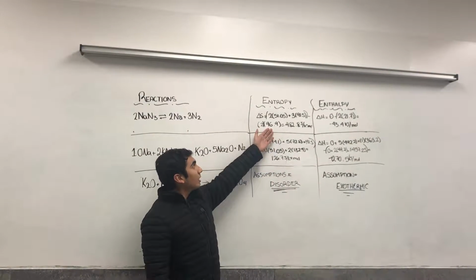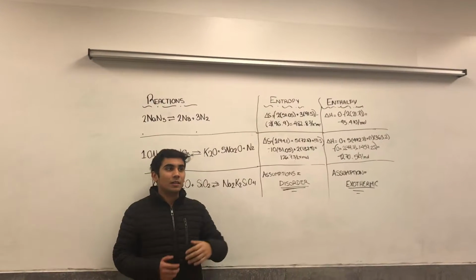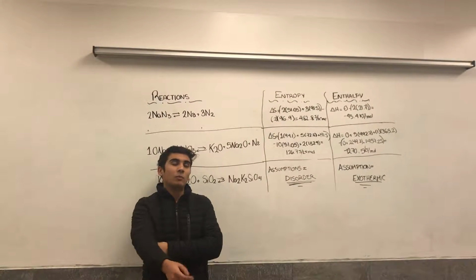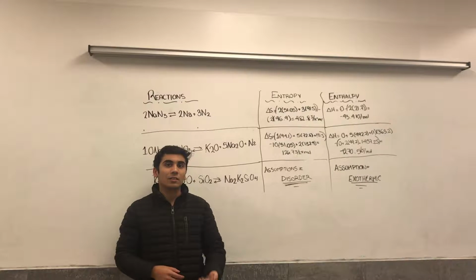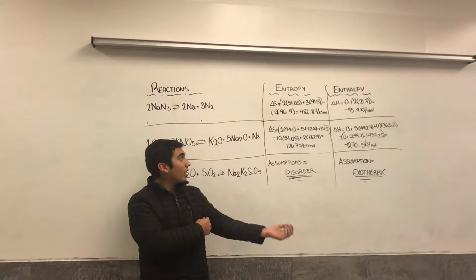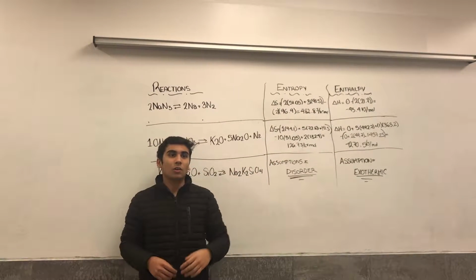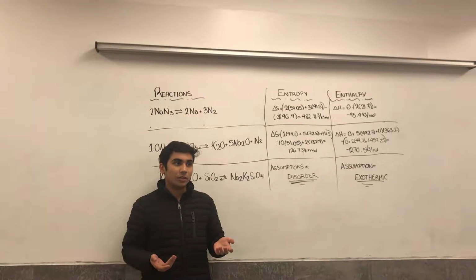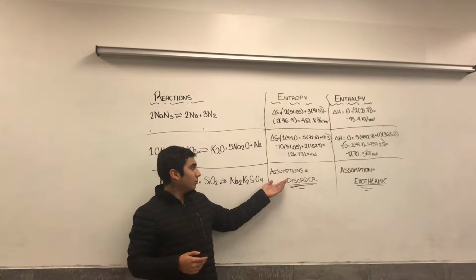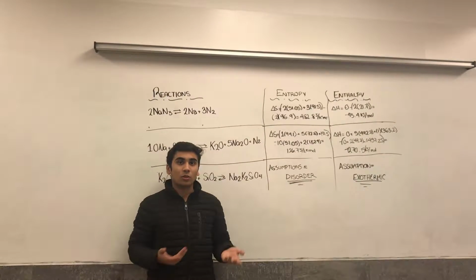We can see that the entropy of the first reaction, the main one, has a positive sign. That means that there's a lot of disorder in that reaction. And in this one it's also positive, so there's a lot of disorder. So that may help us assume that the third one is also going to have disorder.